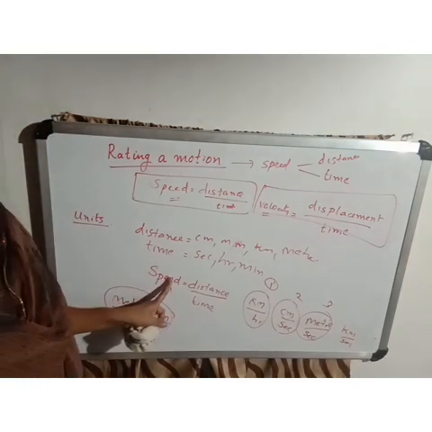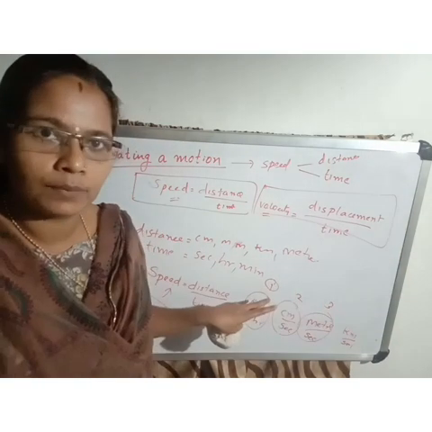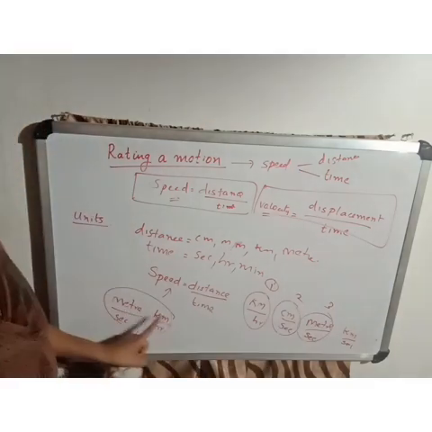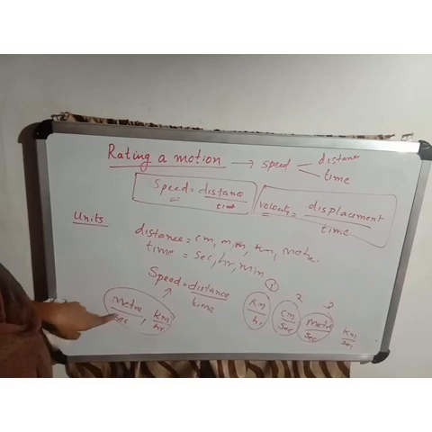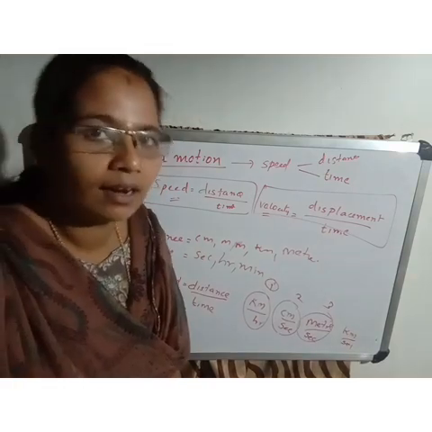I think it's clear too. So many units of speed are possible. Out of these, practically we mainly use two units, which are meter per second and kilometer per hour. Thank you.